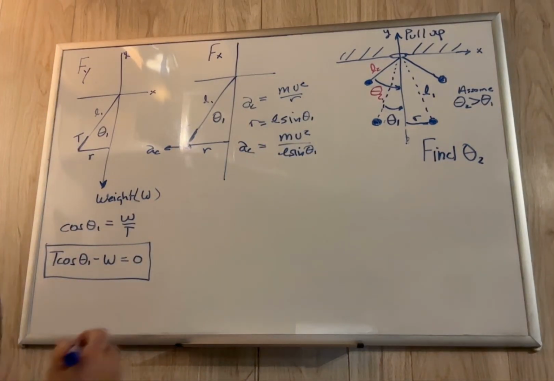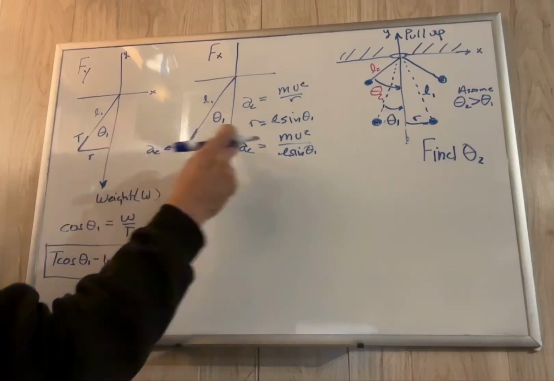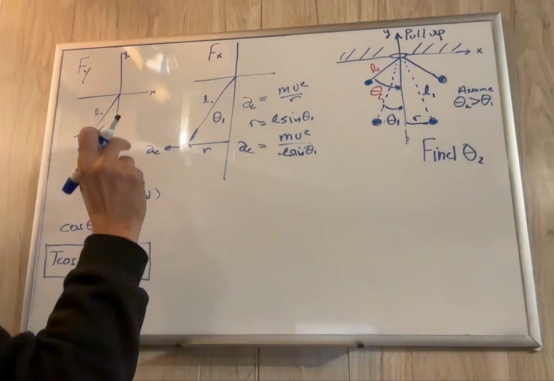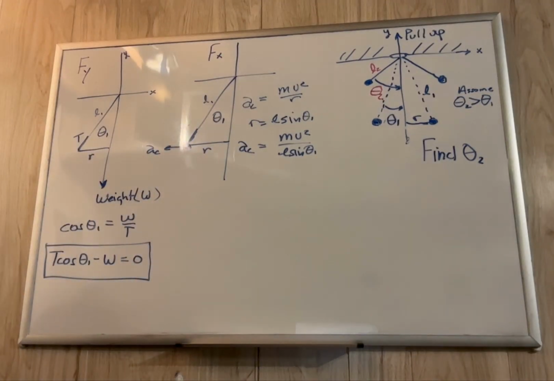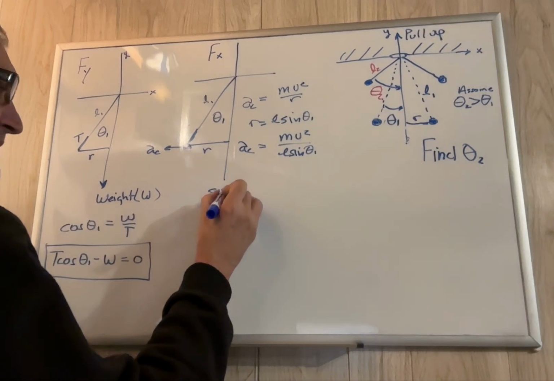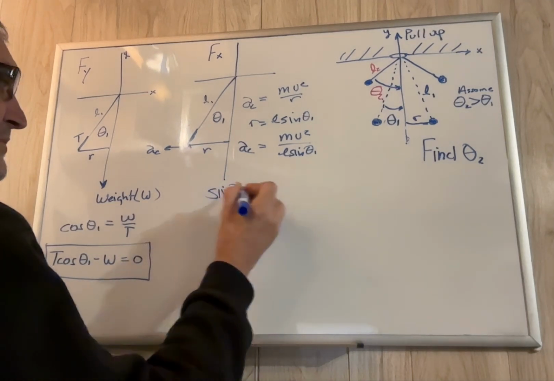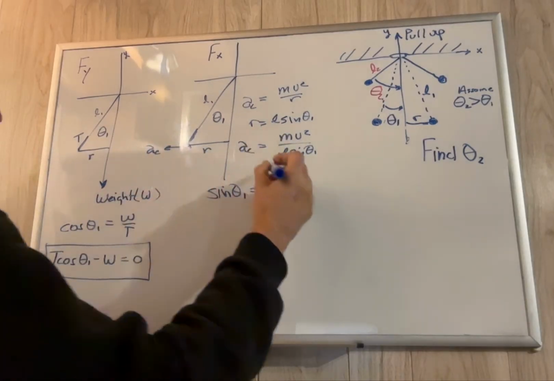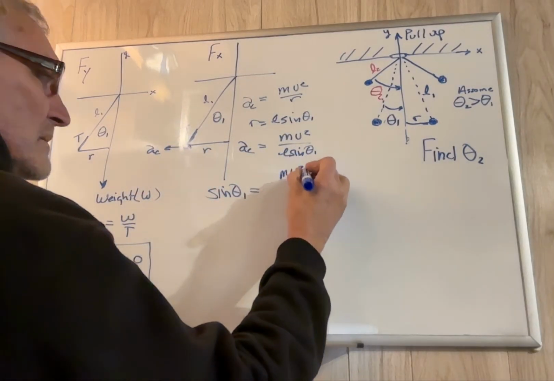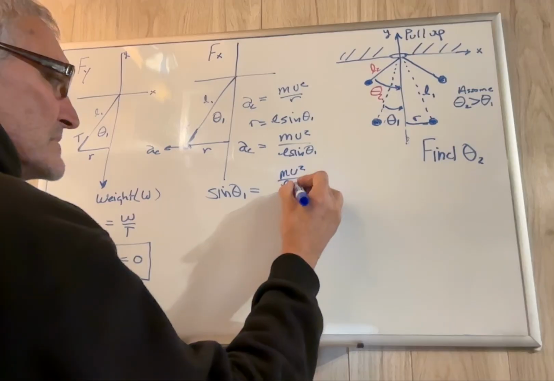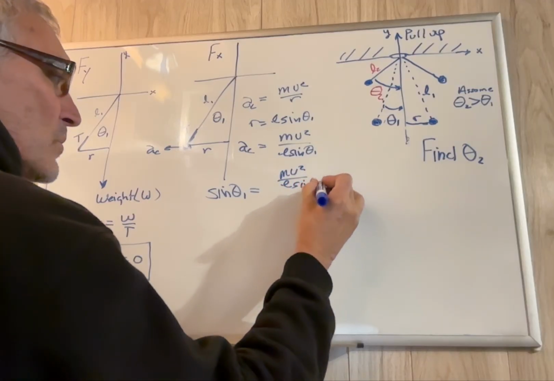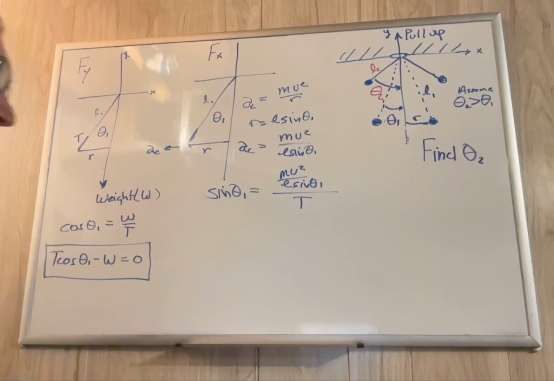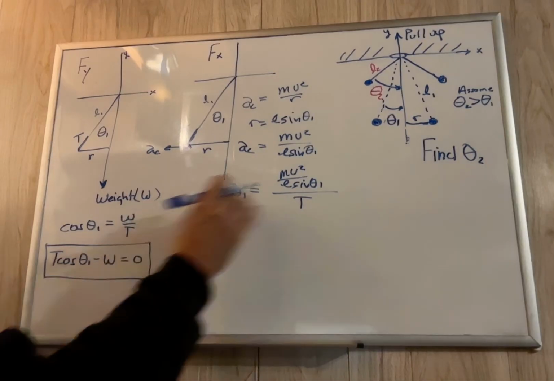Hey, that's good. So we defined what's going on in this direction, and in our y. Let's see how it's related to T. Well, it's going to be related to T through sine, obviously. So the sine of theta 1 is going to be what? Sine is opposite over hypotenuse, so that's going to be mv squared divided by L sine theta 1, divided by T. Okay, that's the definition of sine.